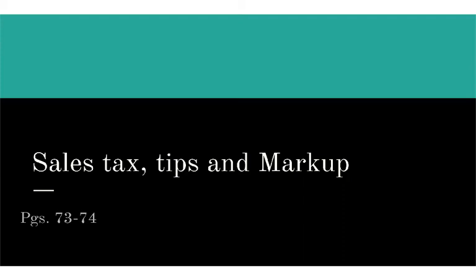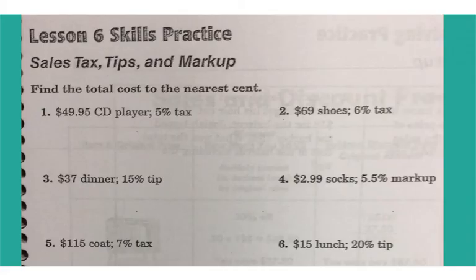So we're going to be working from pages 73 and 74 today in your books. So if you could turn to those pages and have a calculator handy and ready to go. All right, so on page 73 we have some problems here, and it asks us to find the total cost to the nearest cent. Now we'll have to draw upon our knowledge of percents and decimals in order to solve these, but there's multiple ways of solving them. So if you can do it mentally, that's great as well.